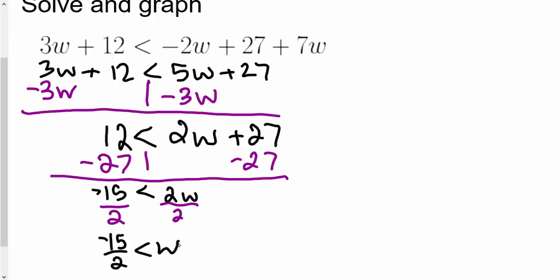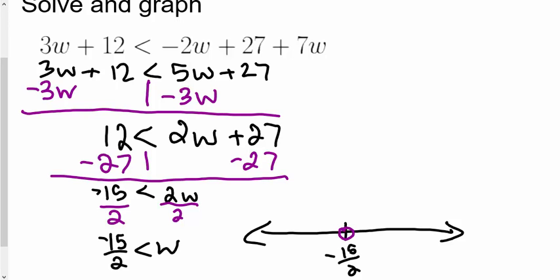And I want to graph this inequality. I'm going to mark my boundary, negative 15 halves. And I want to think to myself, well, negative 15 halves is less than w. It's less than, so I need an open circle. So negative 15 halves. What's a number that negative 15 halves is less than? Negative 15 halves is less than 0, and 0 is over here. So I'm going to shade everything that's to the right of my boundary.